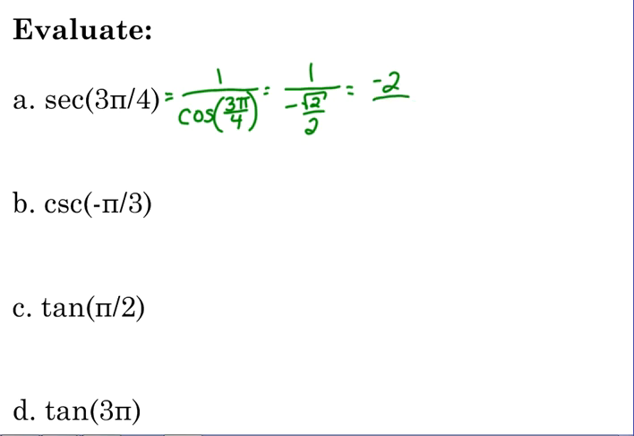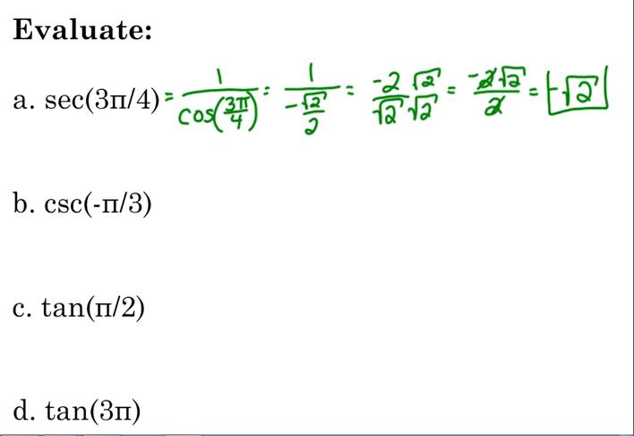Okay, so it's negative 2 over the square root of 2 times 1, technically, but multiplying by 1 doesn't do anything. If we multiply top and bottom by the square root of 2, we get negative 2 square roots of 2 over 2. The 2's cancel, so this is simply equal to the negative square root of 2.